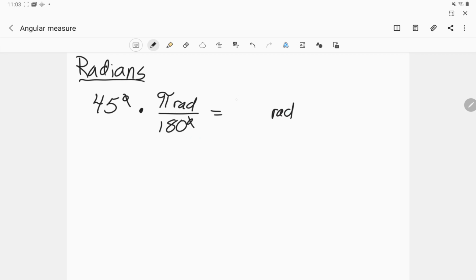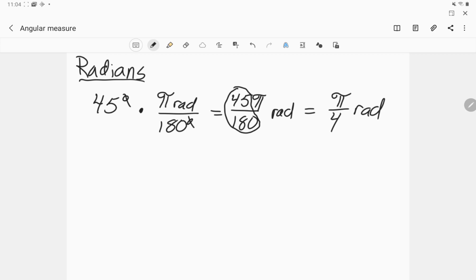Now, how I leave it is I have 45 pi over 180. The only thing you do with this is to reduce this fraction. If you go to your calculator and you put 45 over 180, it tells you it's 1 over 4. So it's 1 pi over 4. And so 45 degrees in radians is pi over 4.